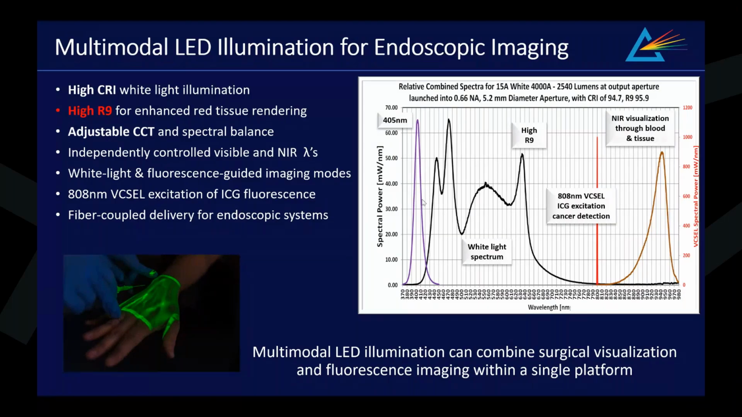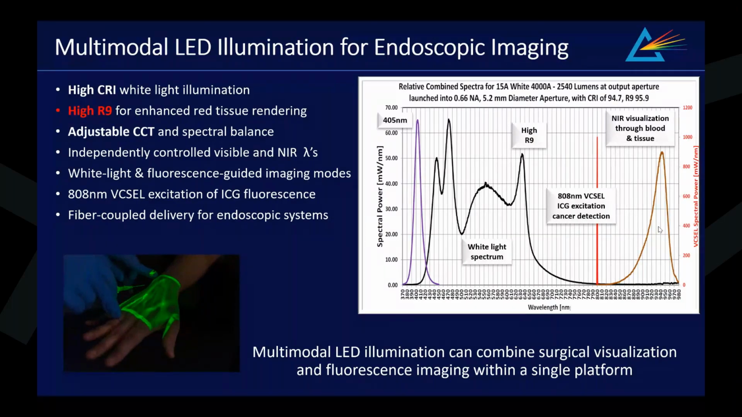Note the additional narrow spectrum VCSEL output in the excitation band of ICG near 800 nanometers. Additionally, near infrared output is used to visualize through blood and tissue to some extent due to the lower absorption and scattering coefficients of both blood and tissue in the spectral region.